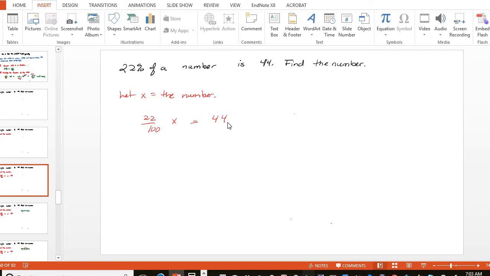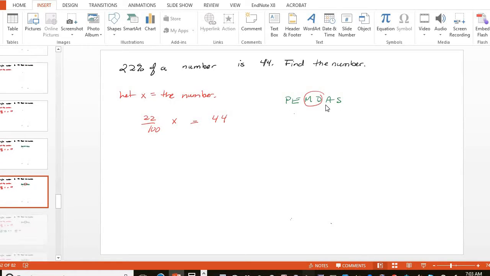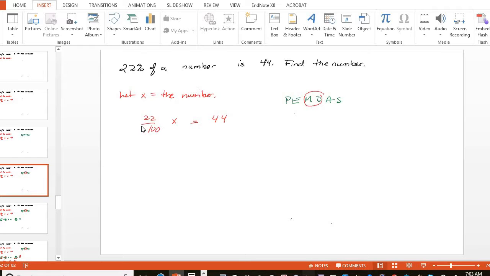This time I'm given the result and I'm told to find the mystery number here. And so this is an algebra problem. If you watched the previous video, right before the percent stuff, you know that I have to go backwards from "Please Excuse My Dear Aunt Sally," the order of operations. There's nothing added or subtracted here, so if I go this direction, I'm already at multiplication and division. So I have to get rid of this 22 over 100 multiplying my mystery number. And the way I get rid of it is to multiply both sides by the reciprocal of 22 over 100.